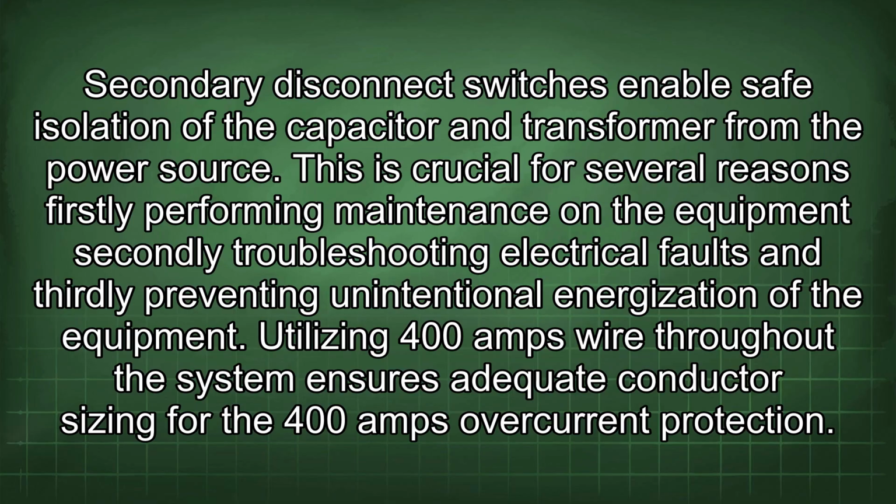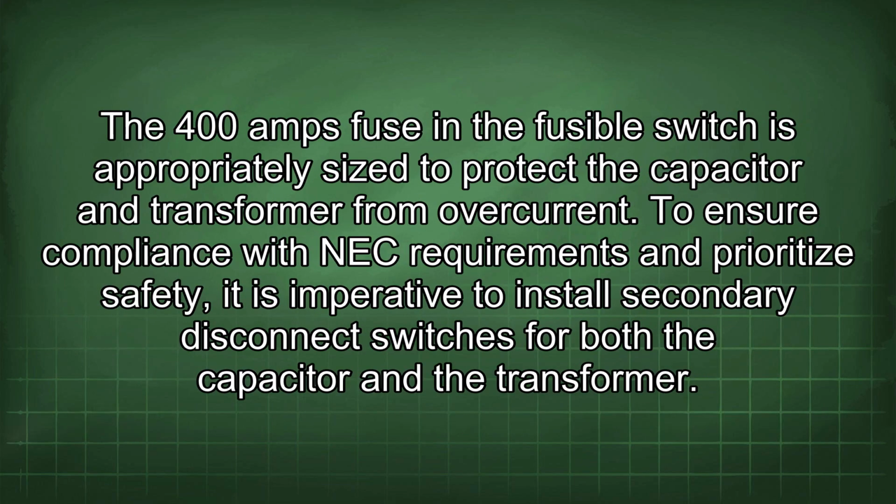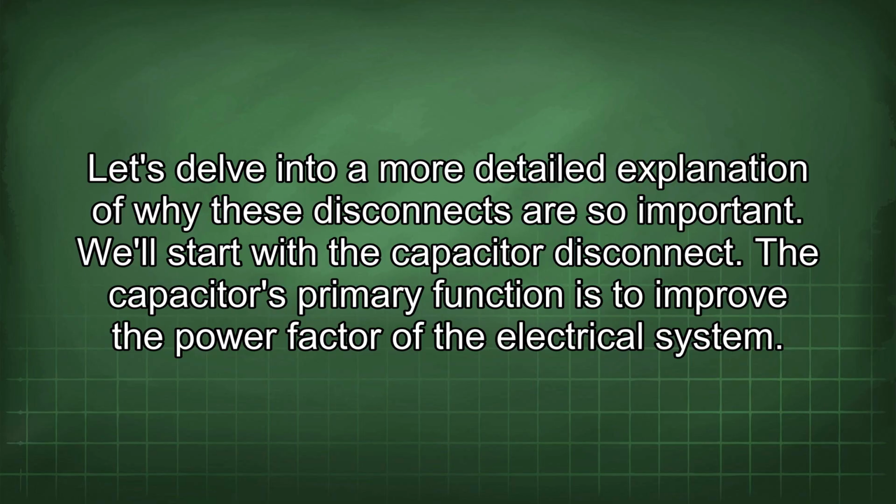energization of the equipment. Utilizing 400 amp wire throughout the system ensures adequate conductor sizing for the 400 amp overcurrent protection. The 400 amp fuse in the fusible switch is appropriately sized to protect the capacitor and transformer from overcurrent. To ensure compliance with NEC requirements and prioritize safety, it is imperative to install secondary disconnect switches for both the capacitor and the transformer. Let's delve into a more detailed explanation of why these disconnects are so important. We'll start with the capacitor disconnect.